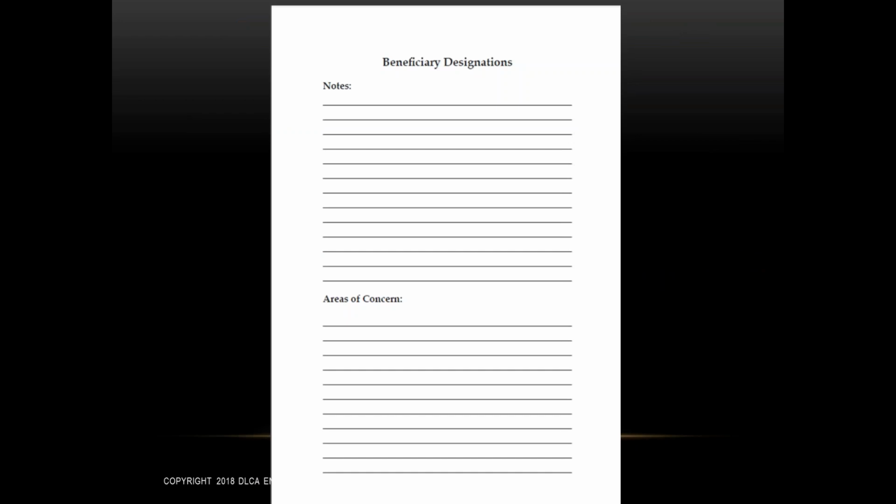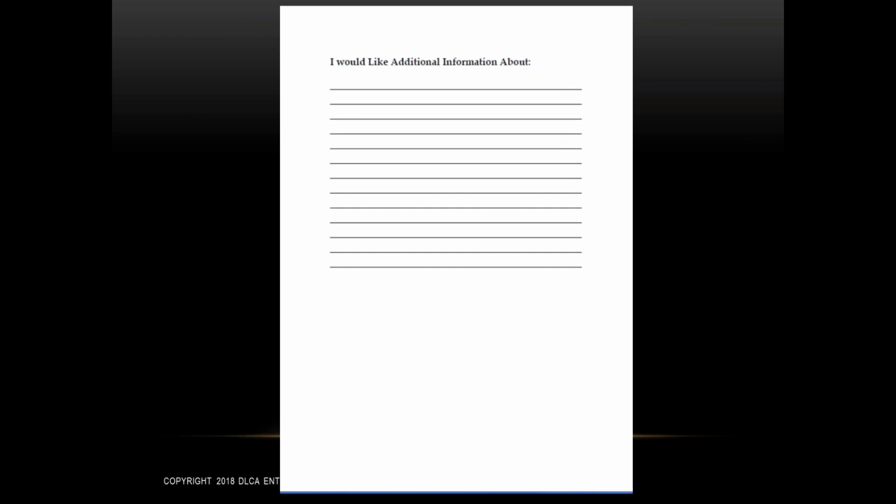and loads. At the back of each chapter, something new we've done. We've made the book interactive. There's a page on the front side of the page, and this is up for the beneficiary section. It's in each section where they can write down their notes. They can list their areas of concern. When they flip the page over, they can make notes about anything they want additional information about.